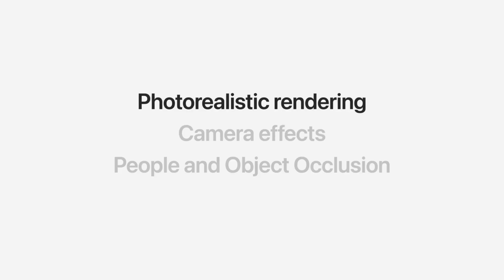RealityKit makes rendering immersive AR experiences simple, featuring photorealistic rendering and camera effects like noise and motion blur. RealityKit also takes advantage of our latest hardware, like the LiDAR scanner, which enables virtual objects to behave just like they were really there with people and object occlusion. And it's all written in Swift.